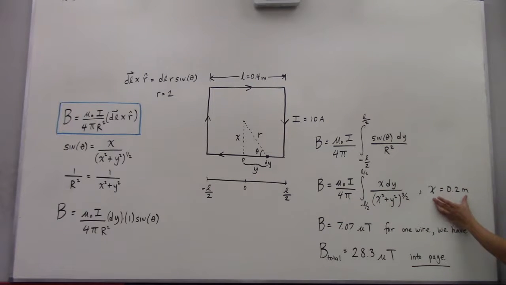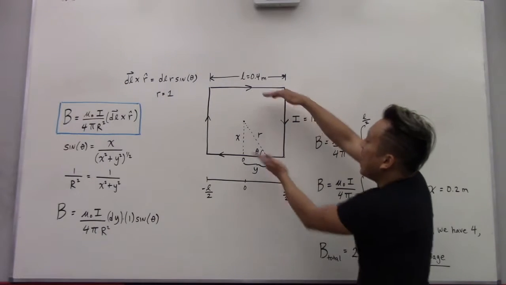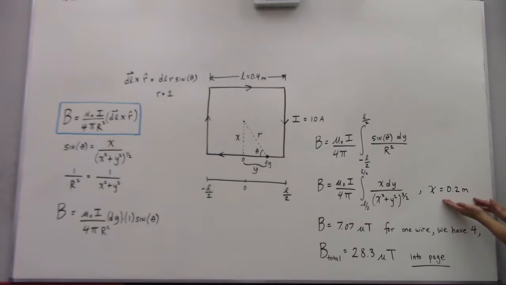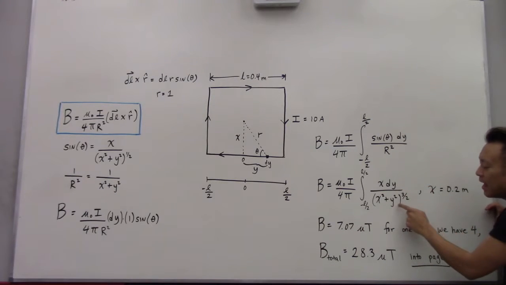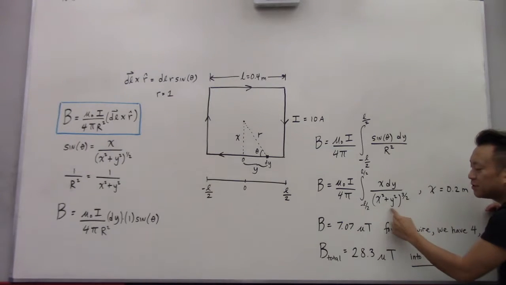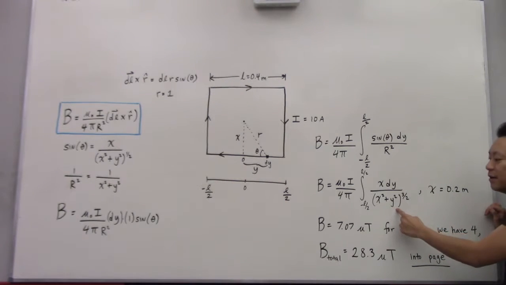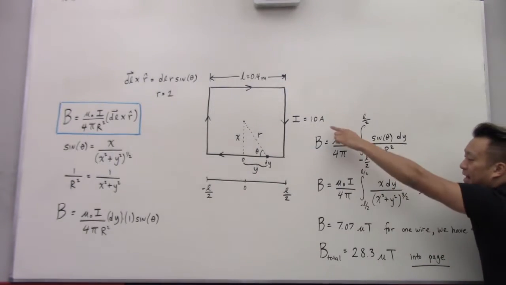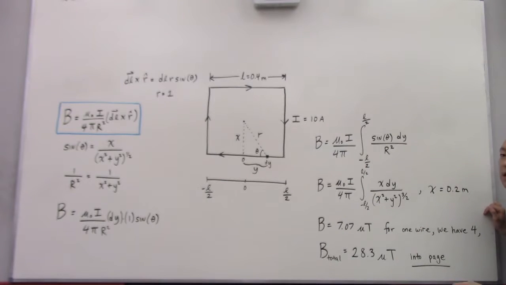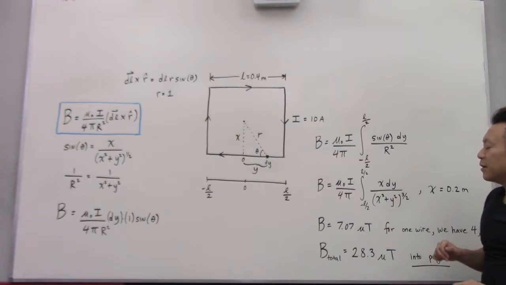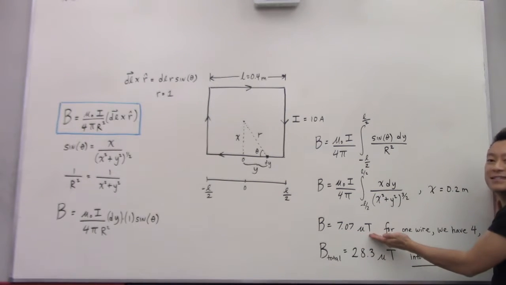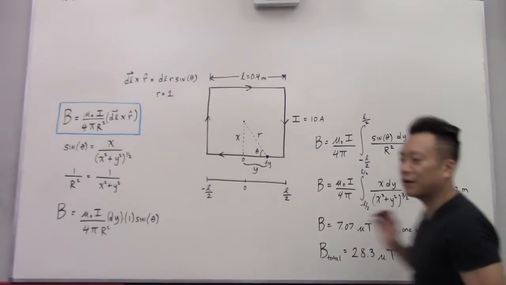And we know x is going to be 0.2. And how do I know that? Well, because the length was 0.4, and it's a square. So half of that, that's how we get that 0.2. So we're integrating with respect to y, and we make a u substitution here. And I'm sure you guys know how to integrate. When you integrate this and plug in x is 0.2 and plug in I for 10 amps, and mu, which is a constant that is in the textbook, you're going to get 7.07 microteslas. That's what you're going to get right there.